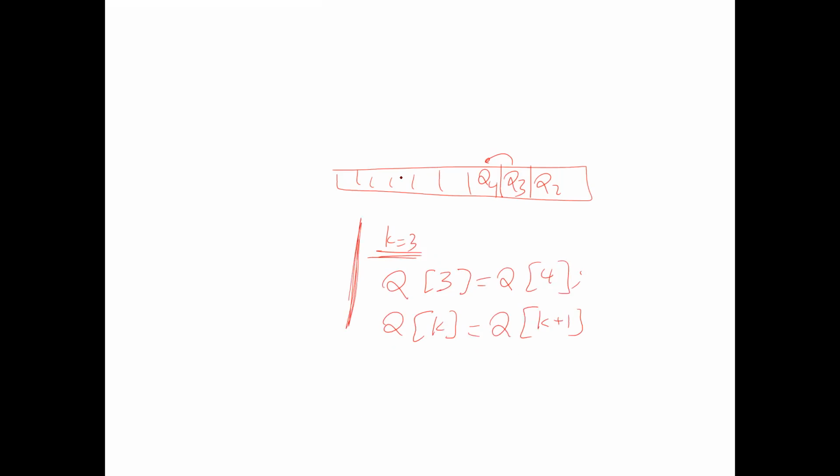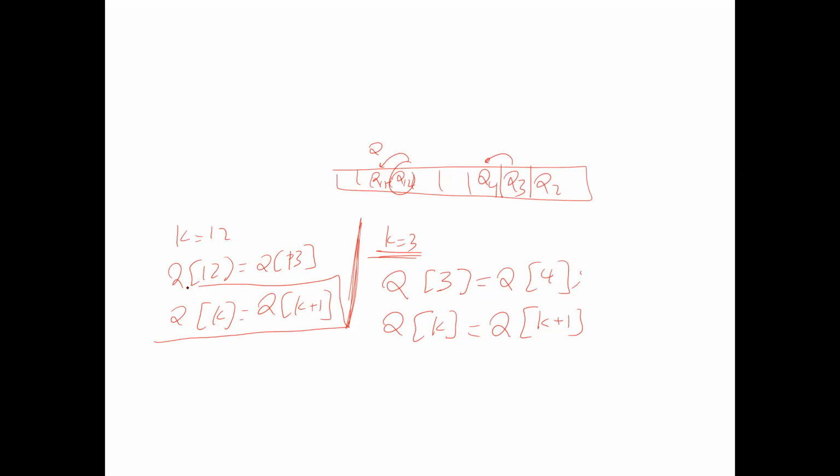Take another bit, let's say Q of 12. So Q of 12 should be reading Q of 13 in a shift right register. So if k equal to 12, I should have Q of 12 equal to Q of 13. That means Q of k is reading Q of k plus 1. So this is the assignment that you need to do in your loop.